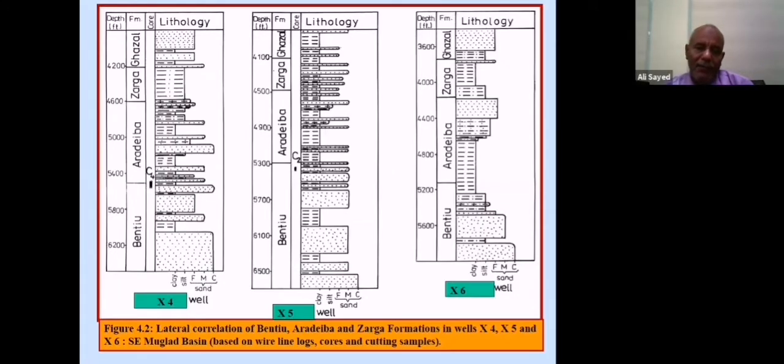Also, this is another 3 wells, lateral correlation of Bantu, Aradeva, and Zerga. Bantu is mainly braided river. Aradeva at the base has deltaic, then Aradeva ends with meandering river, fining upward. Then also Zerga, the same as Aradeva. But Ghazal has more or less braided to meandering rivers.